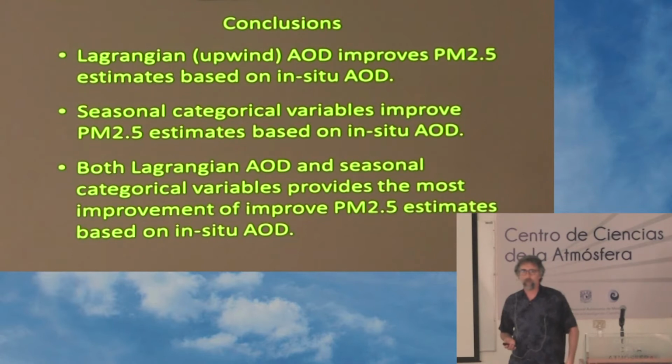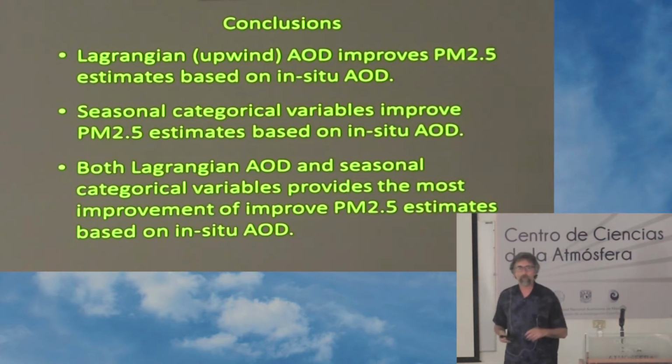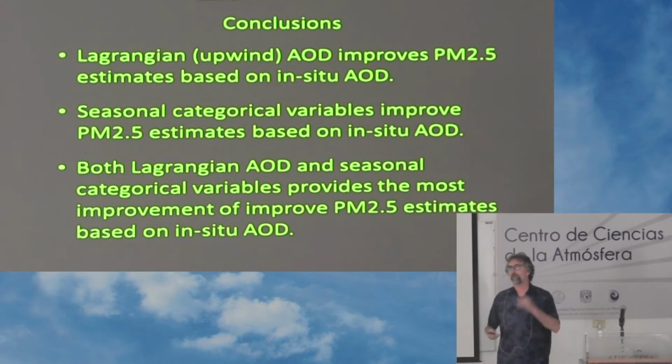Okay, so the conclusions I have for this final part of the talk, the PM 2.5, is that the Lagrangian variables improve the model. Seasonal variables also improve the model, and of course you put the two together, you get the best improvement.